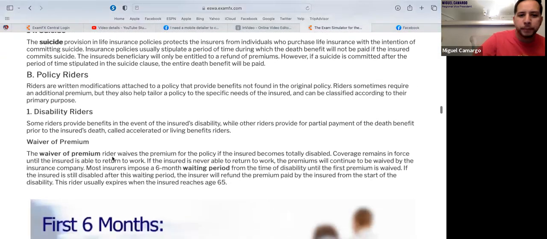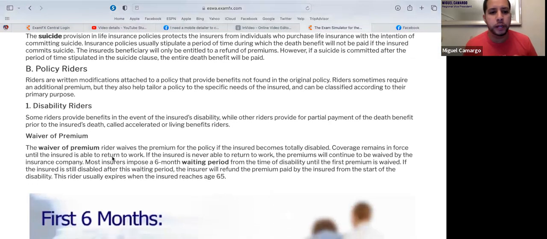Now, I want you to go to a separate part of your page. I want you to write policy riders. These ones are about to get pretty heavy right here. They're simple, but there's just a lot of them. Policy riders. Riders are modifications that are add-ons. Again, add-ons are generally more money, okay?